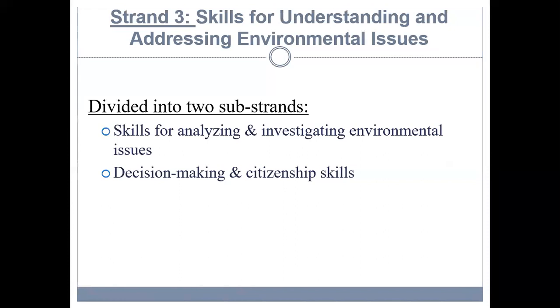So the first substrand is really those skills for analyzing and investigating environmental issues. And the second is decision-making and citizenship skills. I think this one is really critical. I always like to mention that in the National Environmental Literacy Assessment, which is about 5 years ago now, in the second round of the assessment, they looked at schools that had high quality environmental education programs in them and tested the environmental literacy of those students.